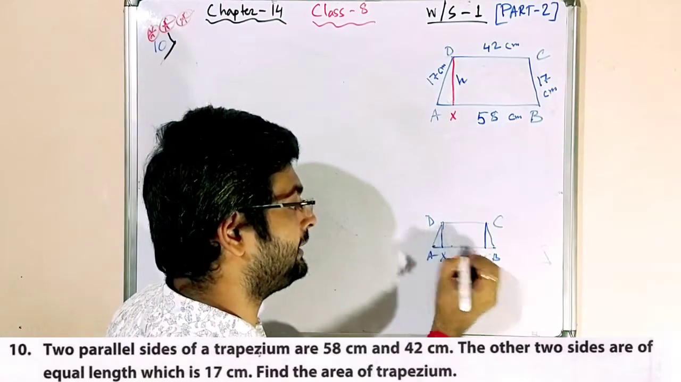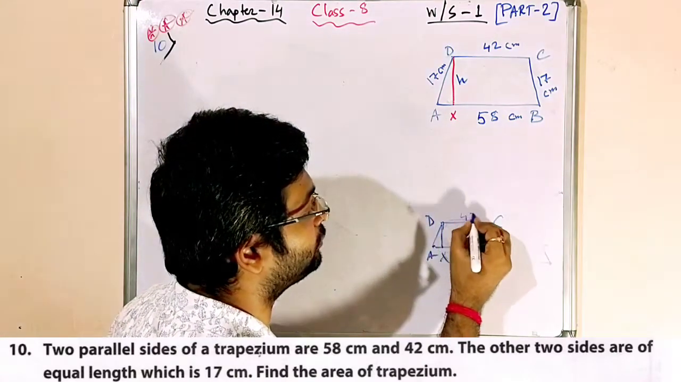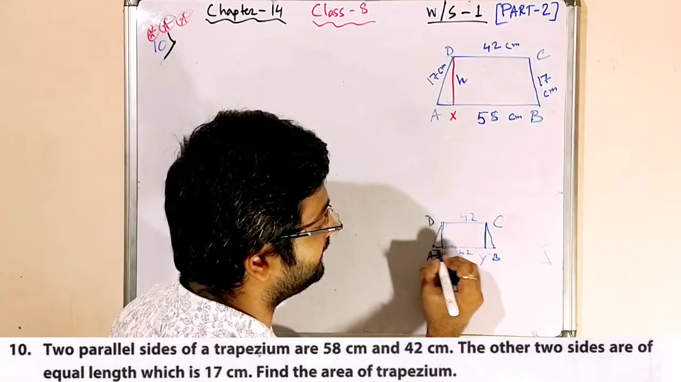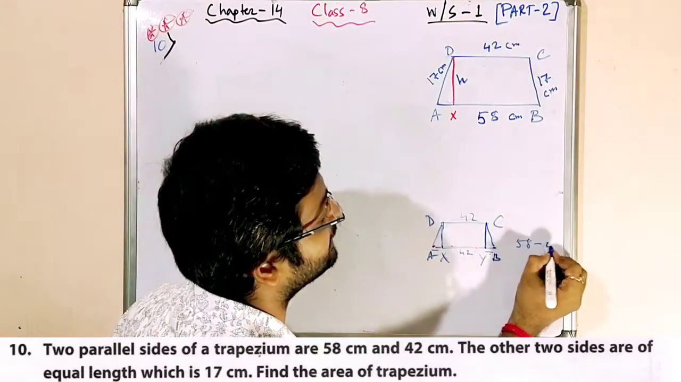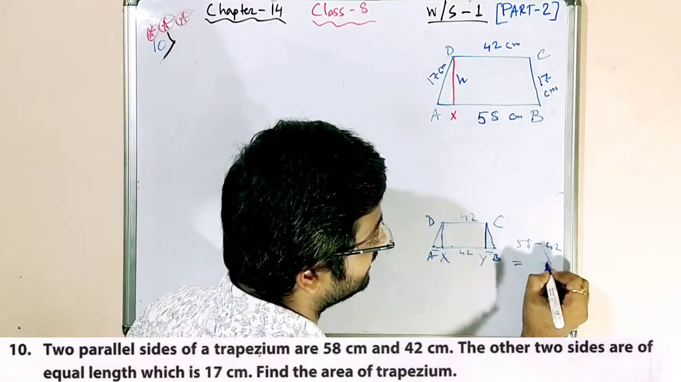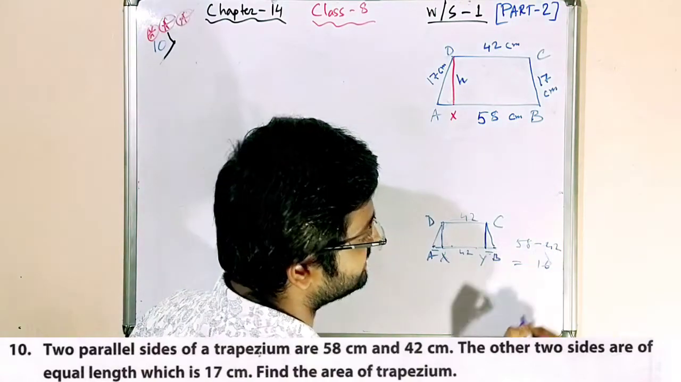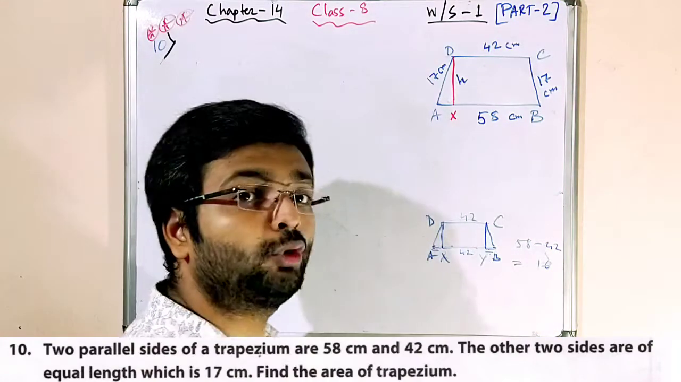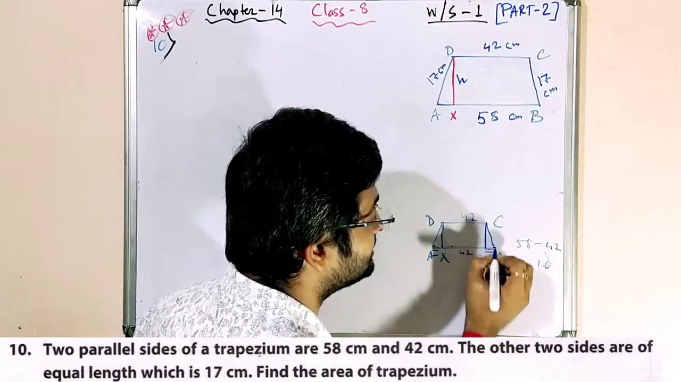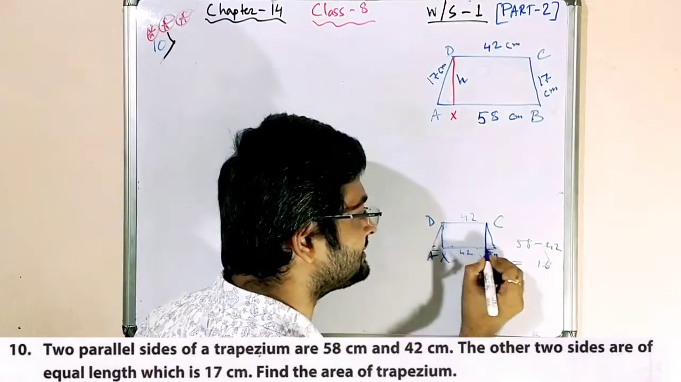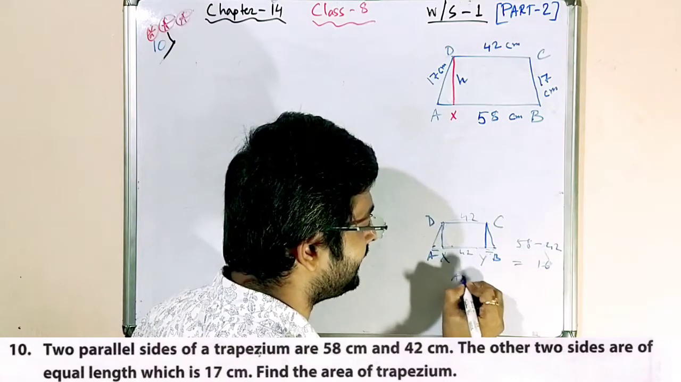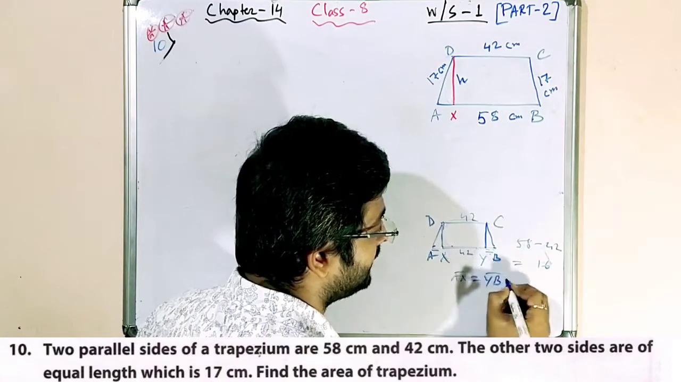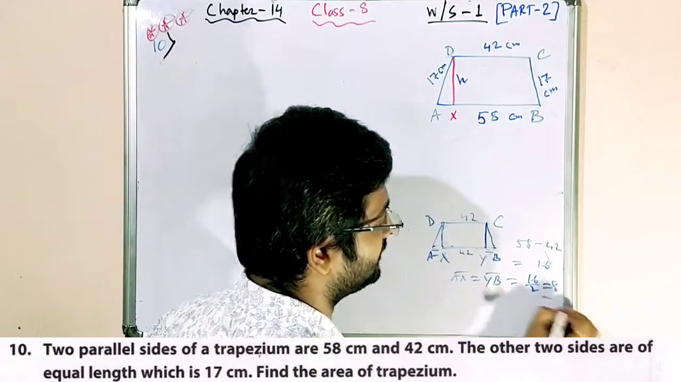How to do that? That method is there: total is 42, so this length is also 42. So remaining is what? 58 minus 42, that is 16. Okay. So the lengths of AX and BY or YB are both the same. Why? Because this is an isosceles trapezium. So these lengths are the same. So one can write AX equals YB equals 16 by 2, that is 8.